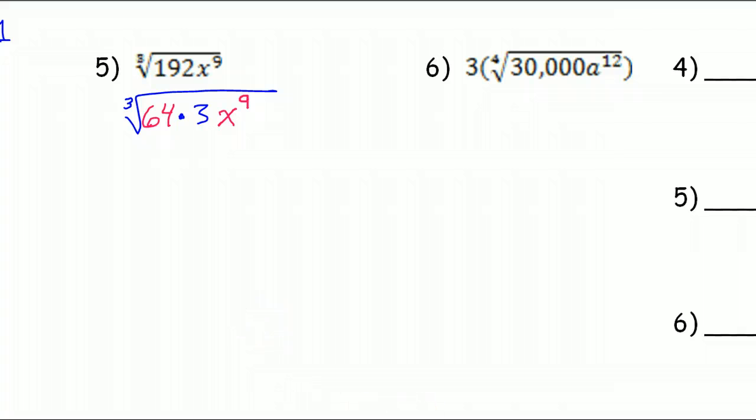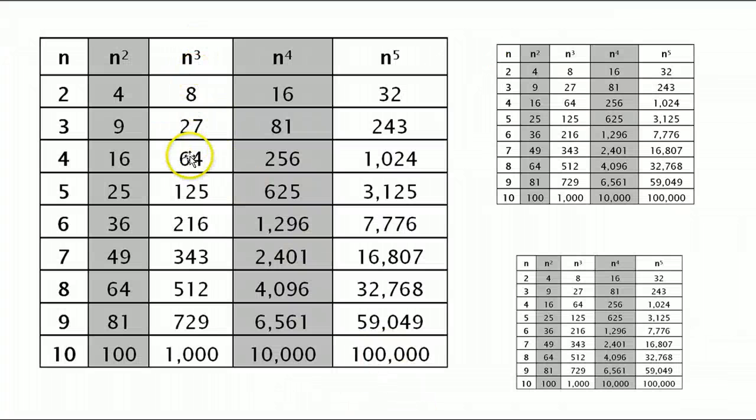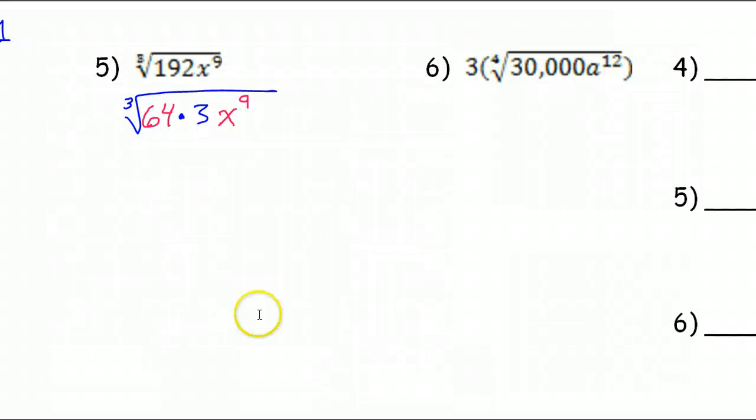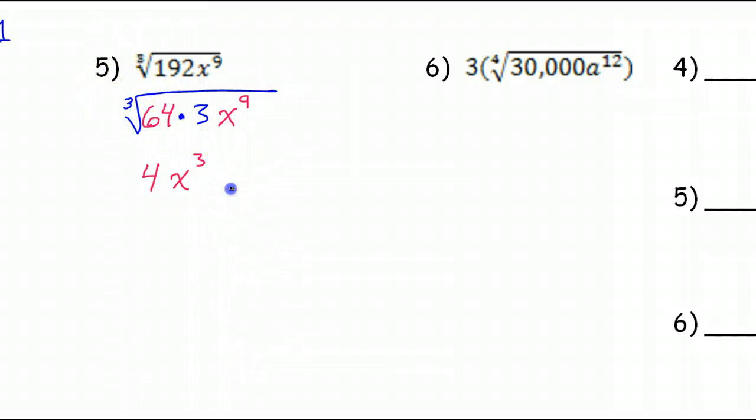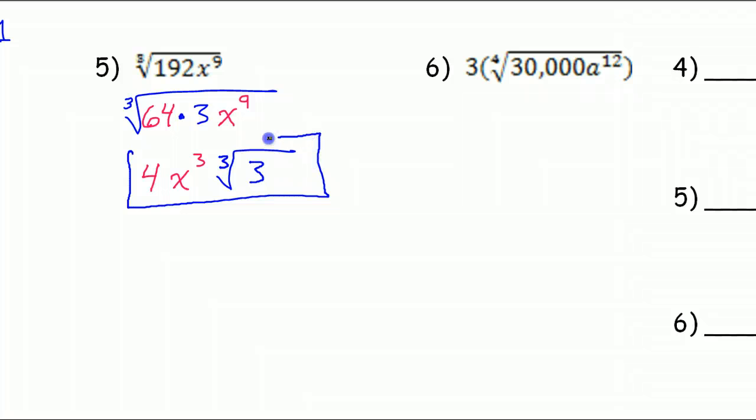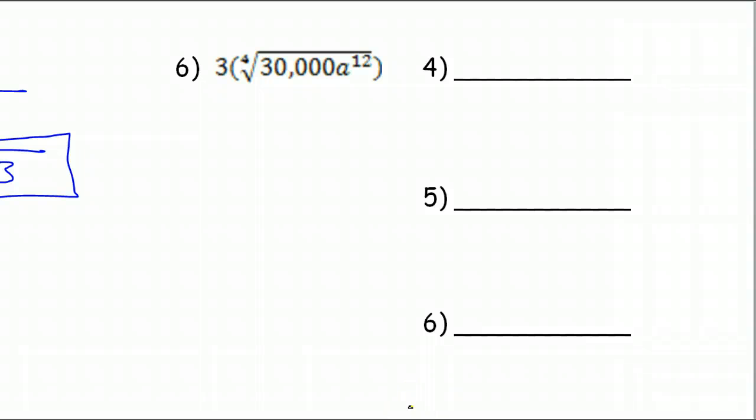So cube root of 64 is 4. So the 4 will come out front. The cube root of x to the 9th power, I just divide 9 divided by 3. So that'll just be x to the 3rd power. Now this blue 3 is going to be stuck here under the radical. So I'm going to have the cube root of 3. Don't forget the little cube root. But that would be your answer to number 5. Okay, how about number 6?